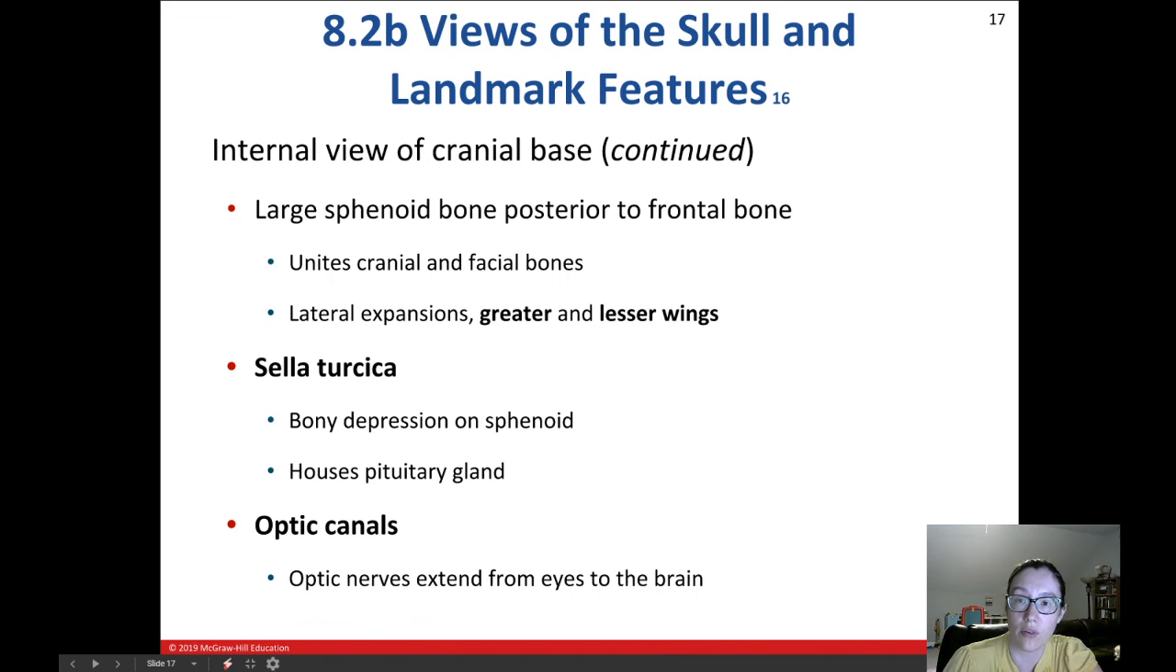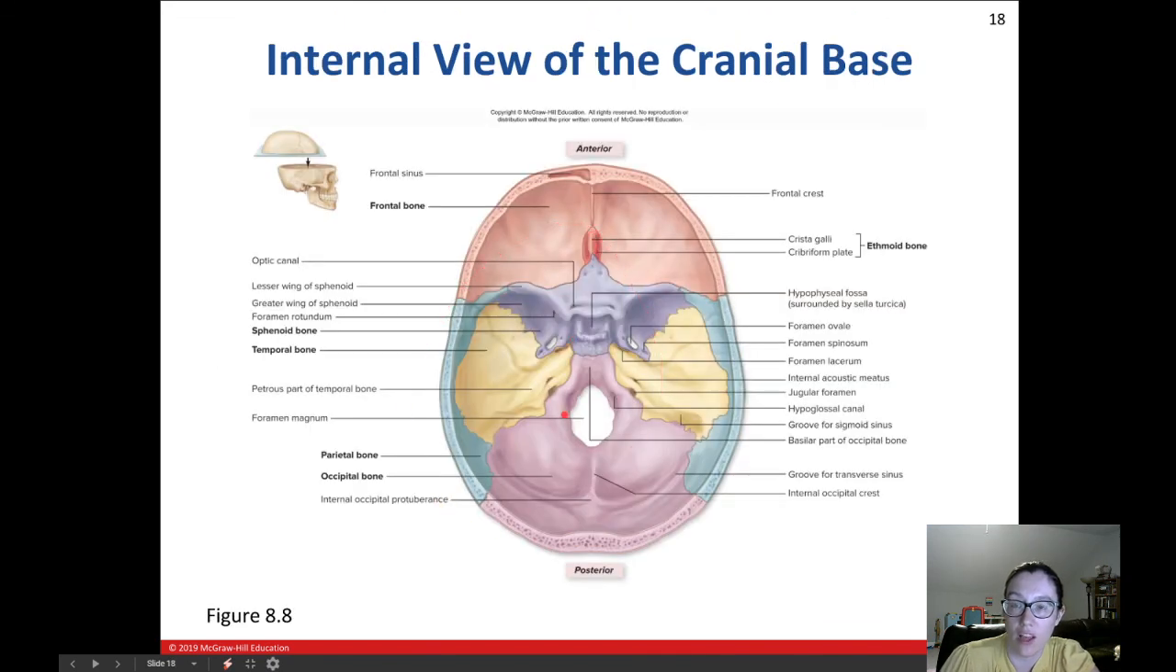Now we can look through here. And if we chopped the top of your head off and looked down inside, took the brain out and looked down inside your skull, this is the internal view of the base of the cranium. There are some important things to note here. This is one of the only ways you can see the ethmoid bone, at least from the inside. It's one of these cranial bones, and it has the crista galli and the cribriform plate. You'll need to know those, and we'll talk about them again.